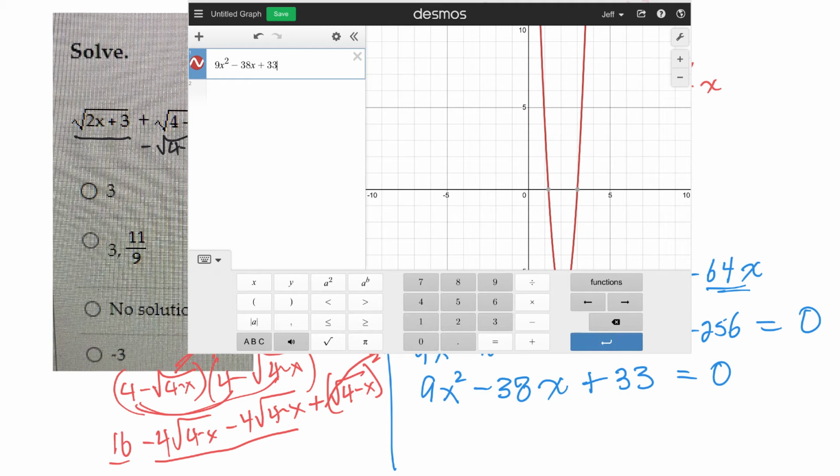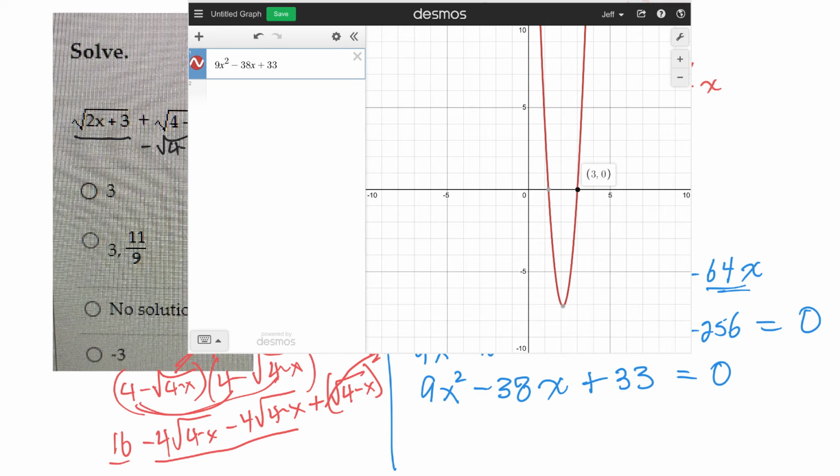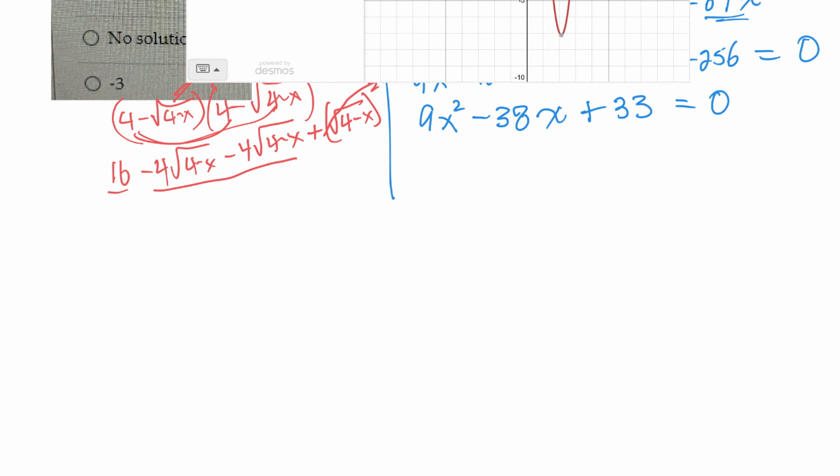Right there. Okay, one of my points is 3. Nice. And the other point, 1.22 something or other. But one of my x-intercepts is 3. Therefore, a factor would be x minus 3. Okay, so let's see if we can use that to help us down here. When I'm factoring this, one of my factors has to be x minus 3. That means the other one has to be a 9x, because I need to get a 9x squared out of the deal. And then I need to get a positive 33, so this one has to be a negative 11. I think. Let's try it.